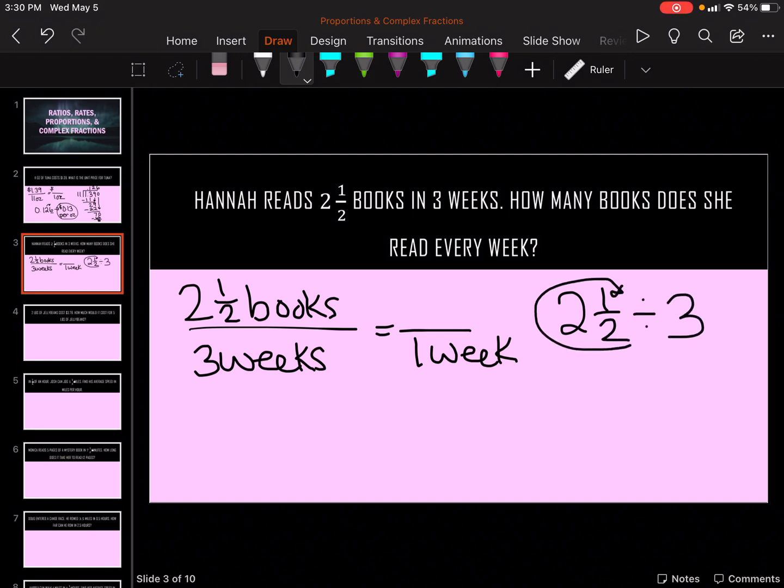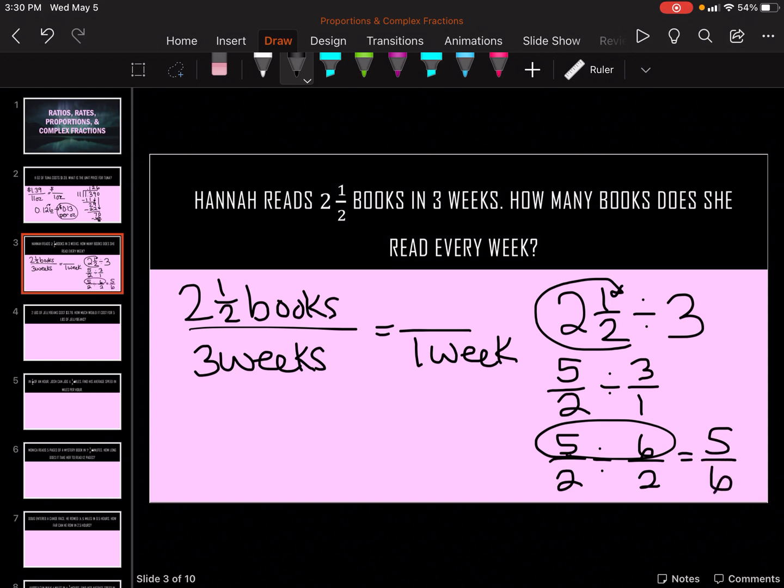Cartwheel around. So it's going to be 5 over 2 divided by 3 over 1. Get your common denominators. You're going to get 6 over 2. Divide across the top and you get 5/6. So 5/6 of a book per week.